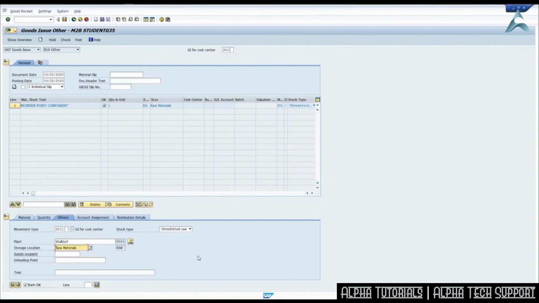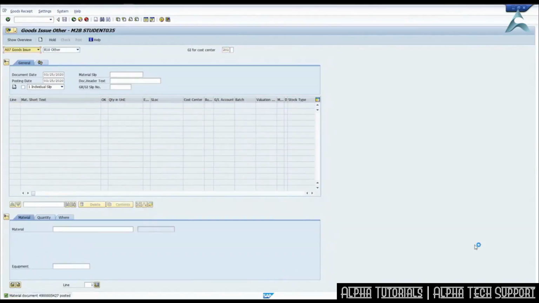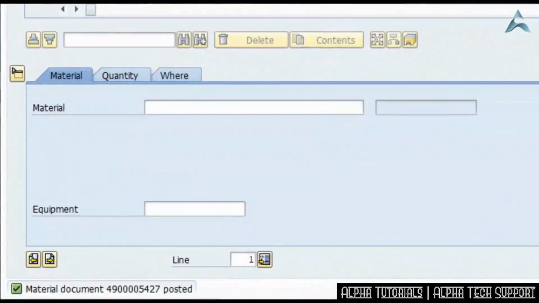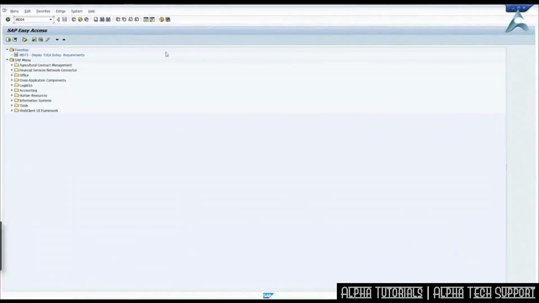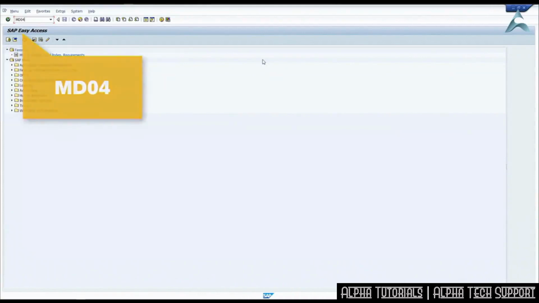I have to tell SAP where the material is being consumed from, where in the warehouse is the material being consumed from. And then, of course, specifying the GL and cost center to which the cost of that inventory will be charged. With the goods issue posted and confirmed successfully, now we can once again look at the planning situation for this reorder point planned material using MD04.